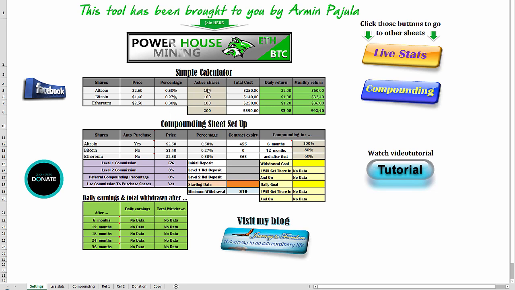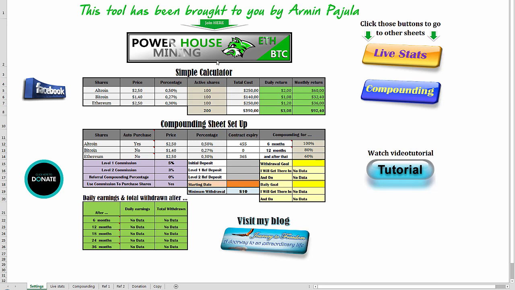So in this example I have written 100 for every contract. So with 100 altcoin mining contracts you are getting $2 a day, which means 60 bucks monthly. With Bitcoin 100 contracts you are getting $1.08 a day and $32.40 a month. And with Ethereum you are getting $1.2 a day and $36 per month. And here you can see how much they will cost you in total.